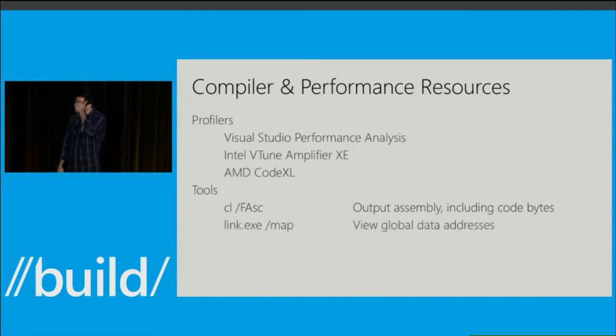There's a linker switch /MAP, which is going to produce a map file. That's going to give you info about any global data, including its address. So that'll tell you if any of your global data is unaligned, which is extraordinarily useful.